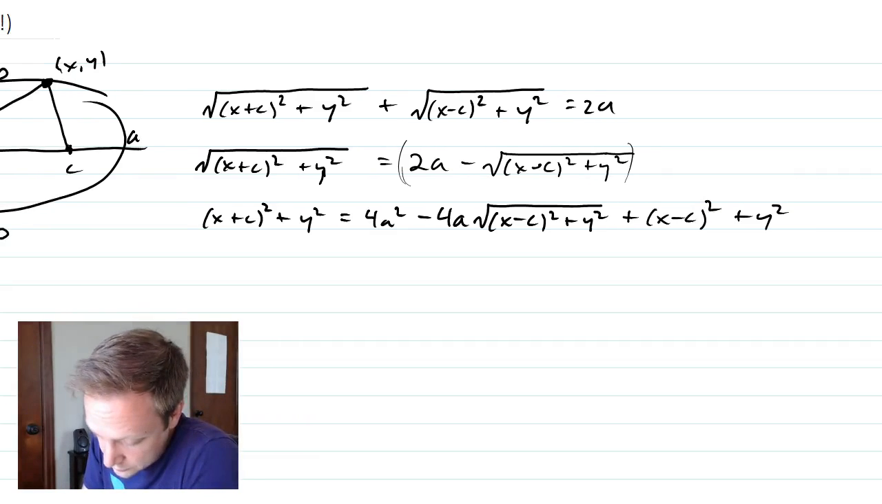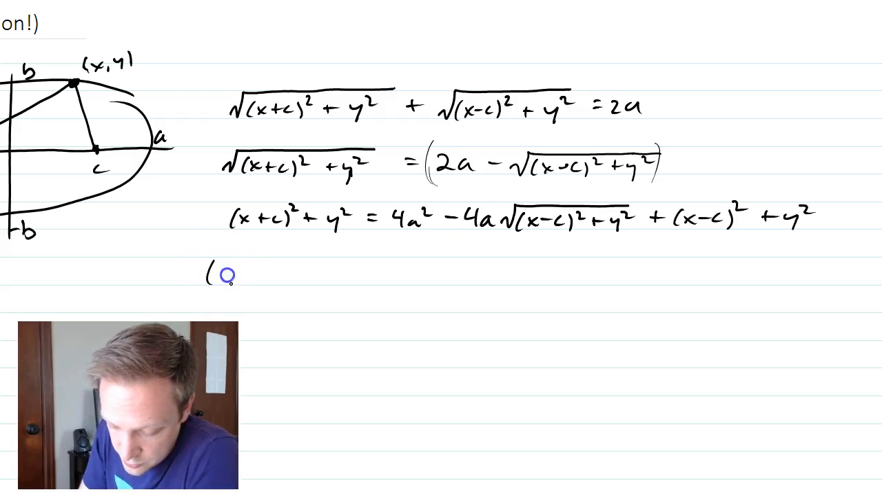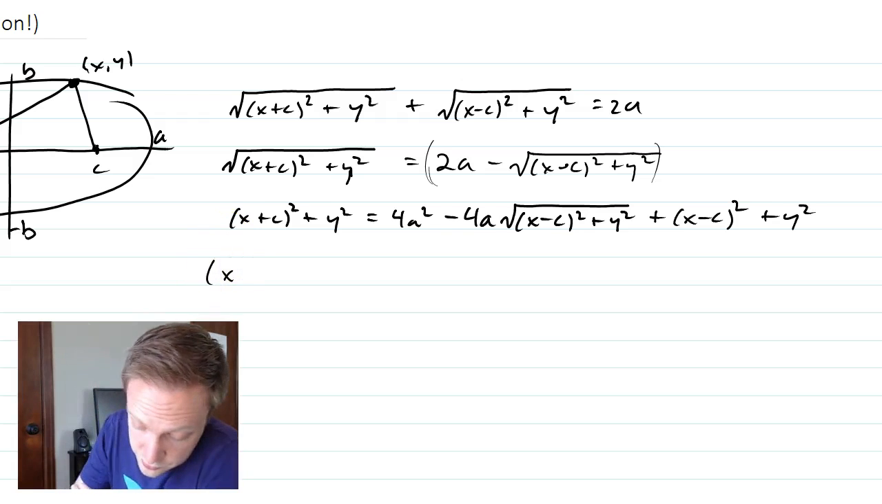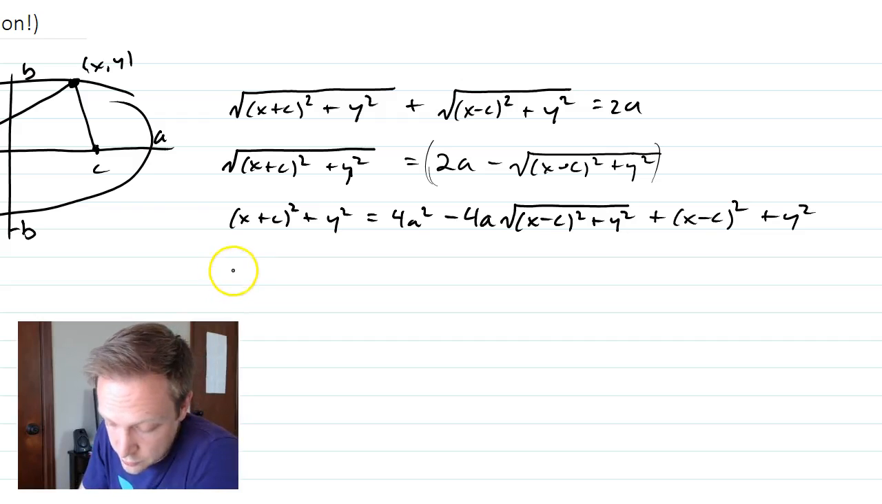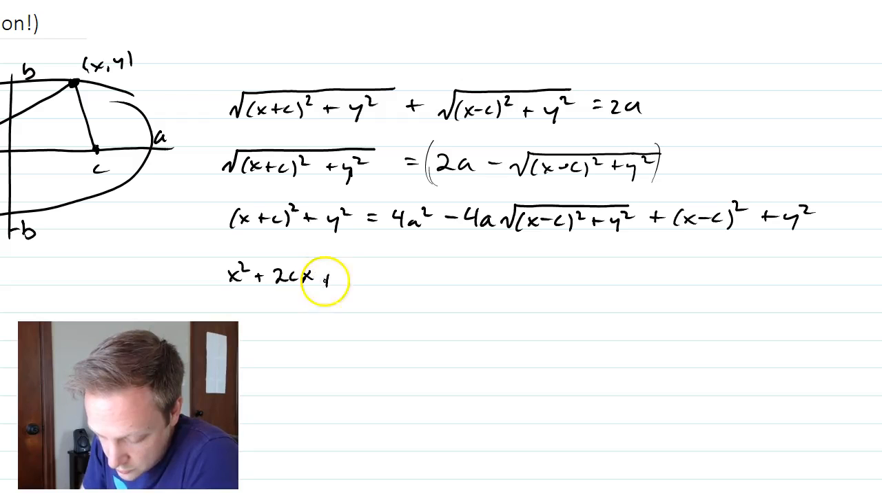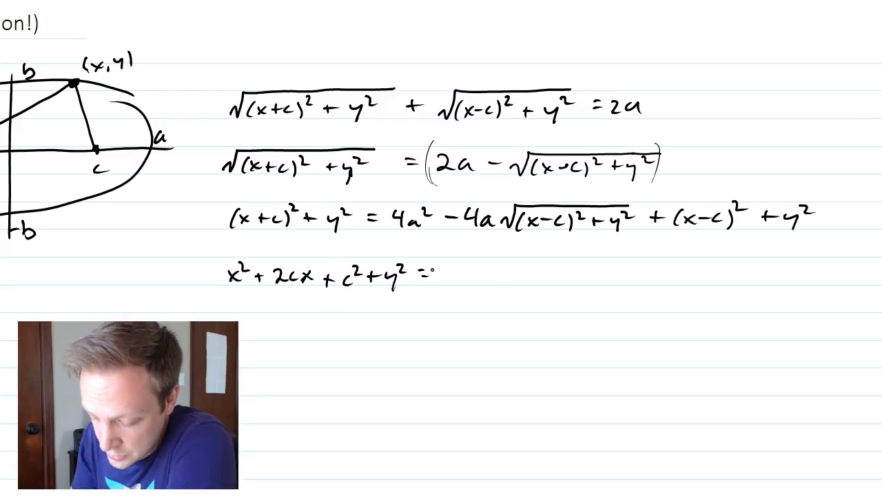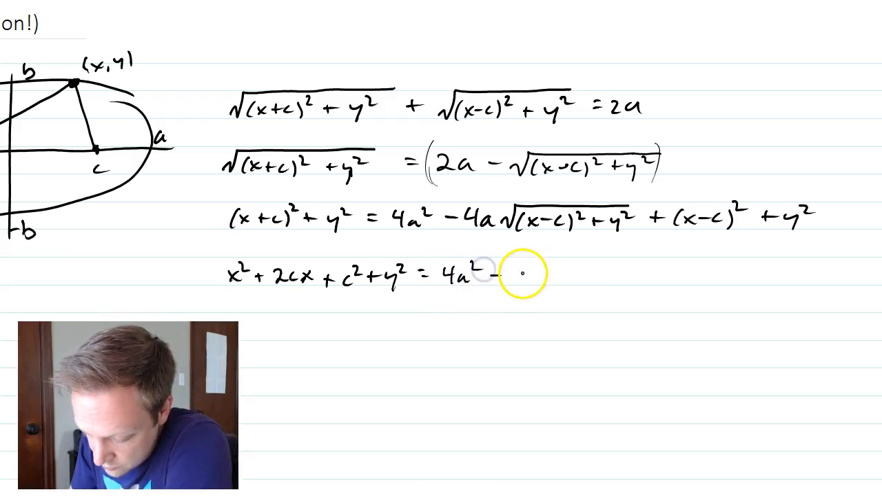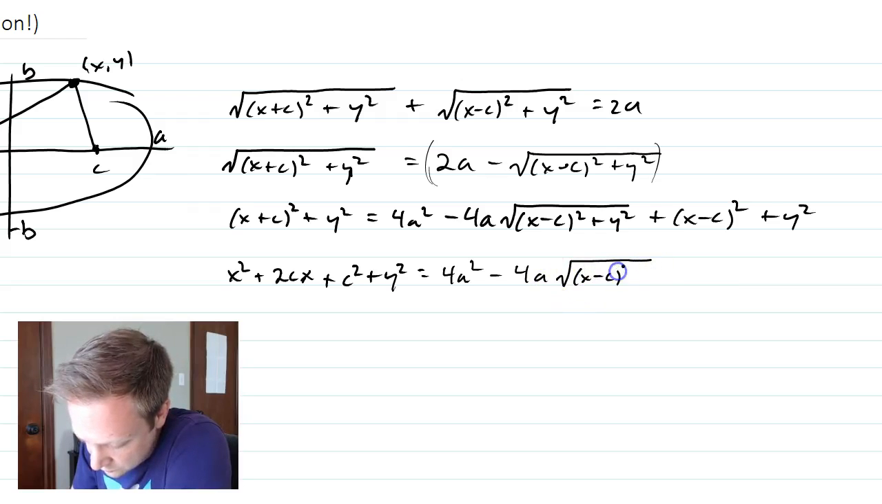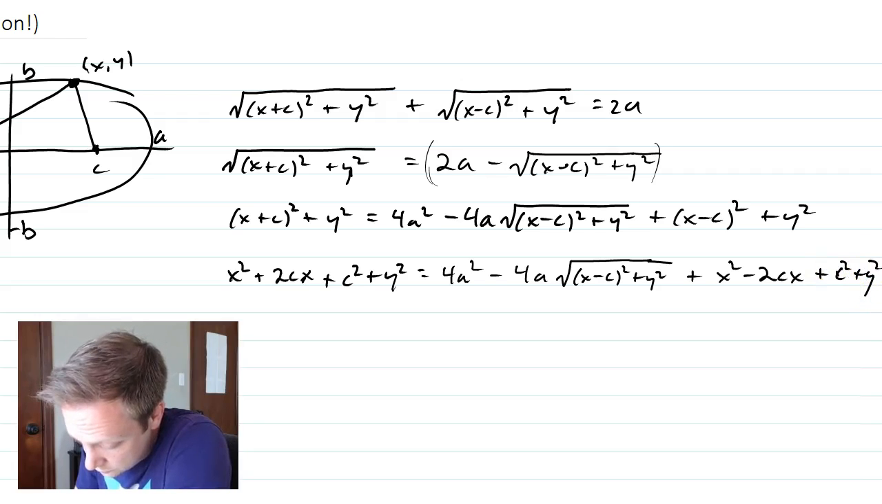What I'm going to do now is actually expand the parentheses. So this parenthesis, x plus c squared, I'm going to write out as x squared plus 2cx plus c squared plus y squared. And then I'm going to do the same thing on the right side. So we're going to have 4a squared minus 4a times the square root, and I'll just leave this stuff under here for now. But this is going to be x squared minus 2cx plus c squared plus y squared.